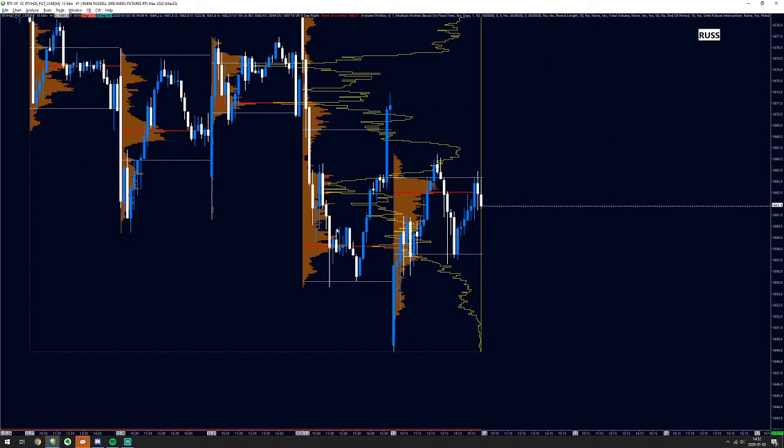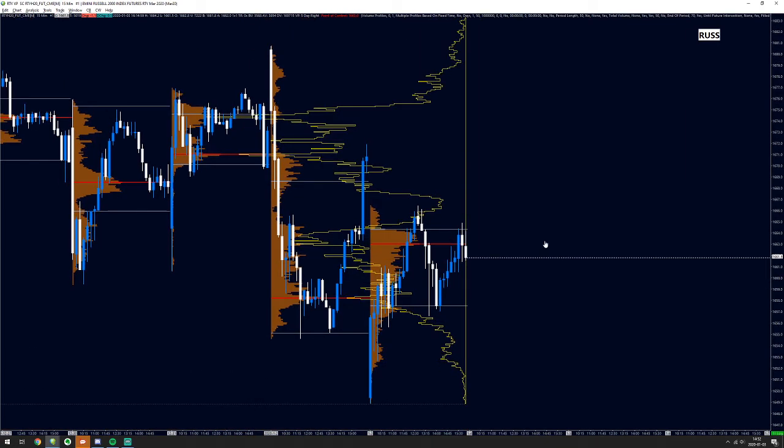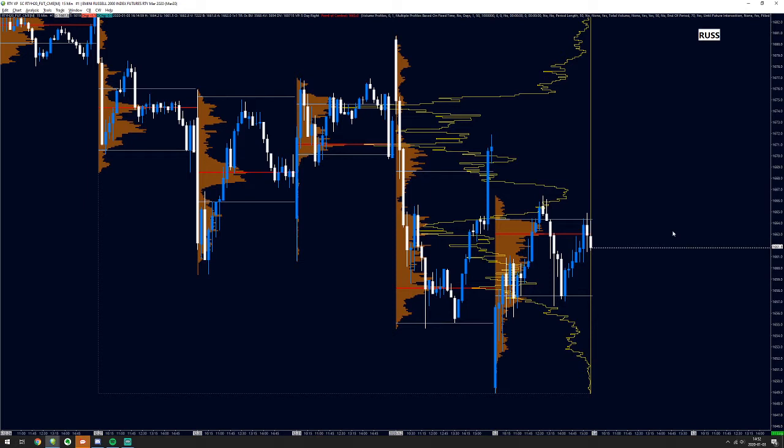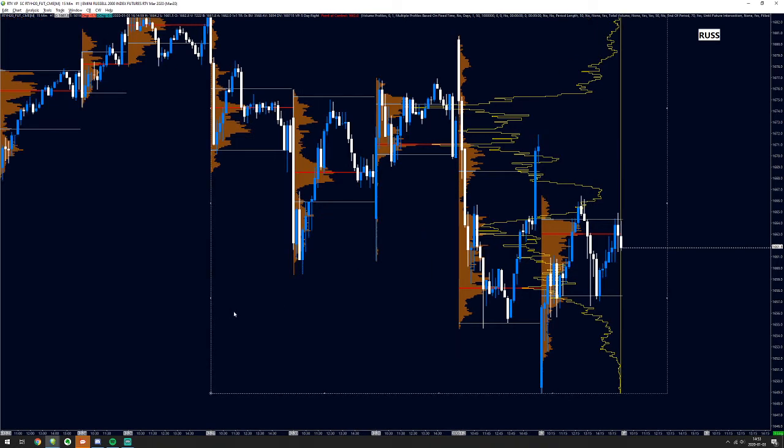Well, tomorrow, I'd be looking at a few things. One, I think it's important to note that we have the point of control going down, going down, going down, going up, down, and then up. So we're not really in that consistent of a market.